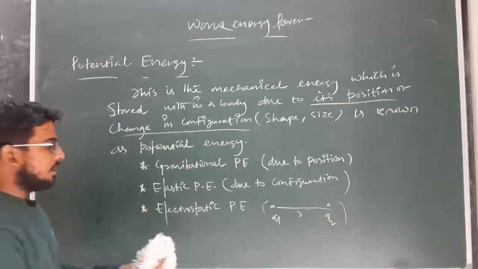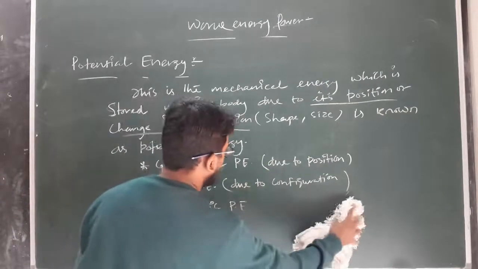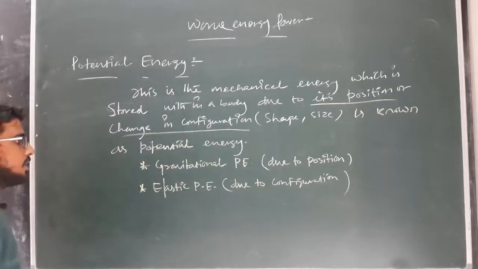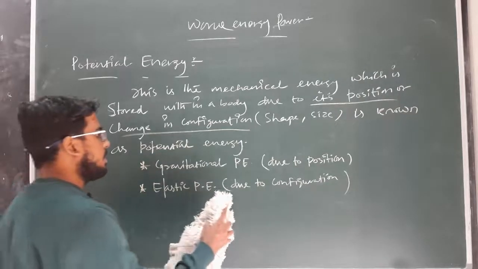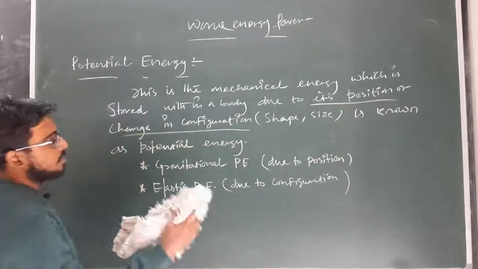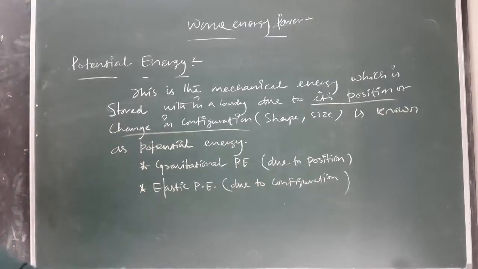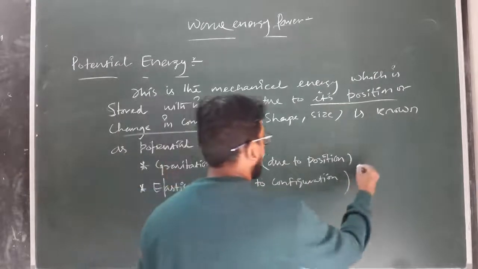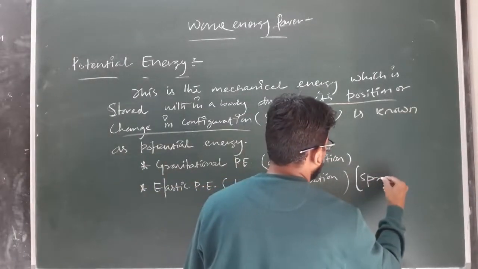Okay, but in this lecture we only discuss the first two types of potential energy: gravitational potential energy, which is acquired by the body due to its position, and then elastic potential energy due to the change in configuration of the body, and it is basically regarding a spring.